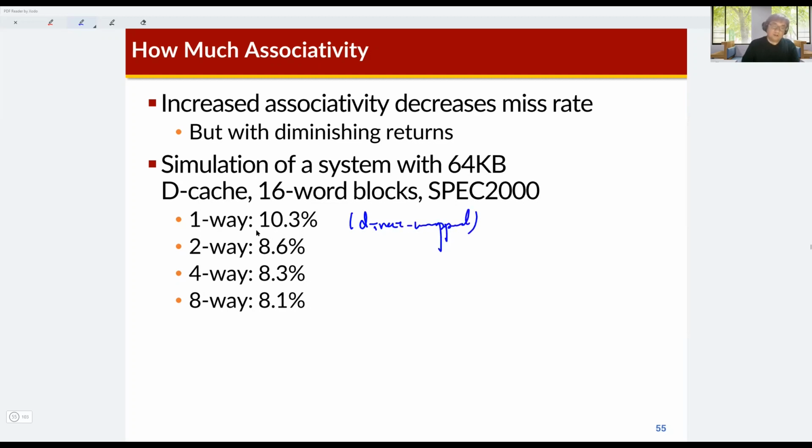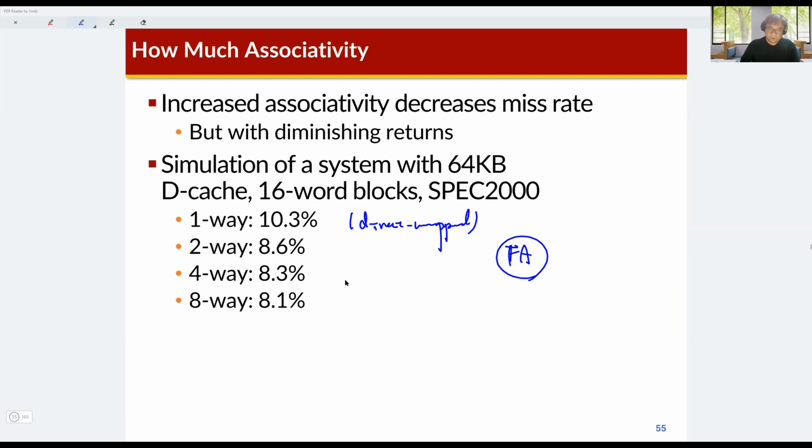The miss rate is 10.3%. The 2-way set associative cache is 8.6, 4-way 8.3, 8-way 8.1% miss rate. So actually we know that a fully associative cache is the best cache. That means the fully associative cache exhibits the best performance.